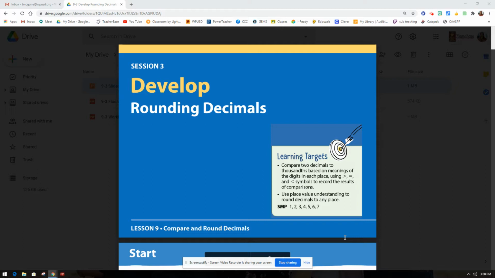So we're going to be working in our Ready Classroom Math workbook. We are going to be on pages 177 through 182. So go ahead and go in your book to page 177.